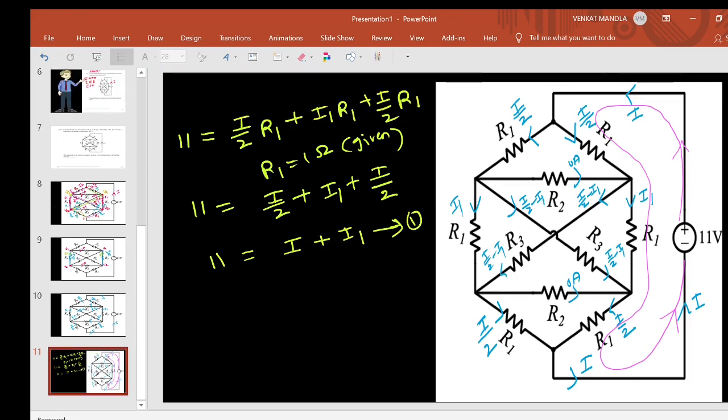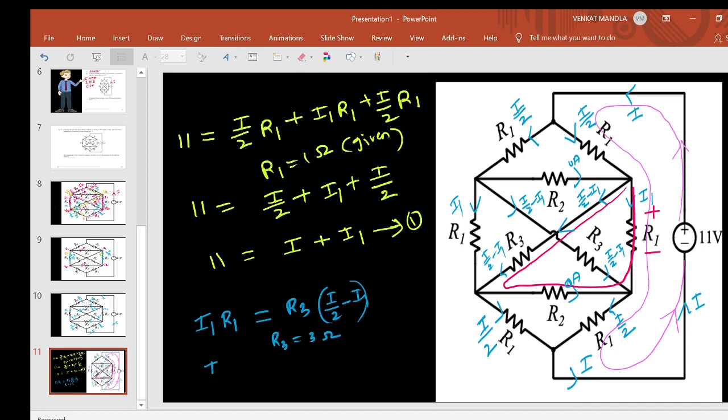Now, I will take another loop. Whichever loop we can take, any loop. So I am taking this loop. This is the loop, the plus and minus. I1 into R1 equal to this current. This is the current, R3 into I by 2 minus I1. Next, this is 0 amps, 0 into R2, anyway 0. That's it. In the question, R3 is 3 ohm given. R1 is 1 ohm. I1 equal to 3 into I by 2 minus I1. This is I1.